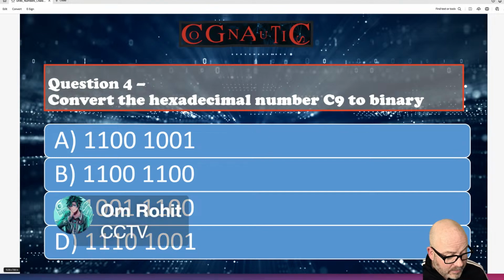CCTV. Excellent. CCTV. We haven't got a T, though, have we? B and D is the same. Om says C. What do we think? Is Om on it? Convert the hexadecimal number C9.